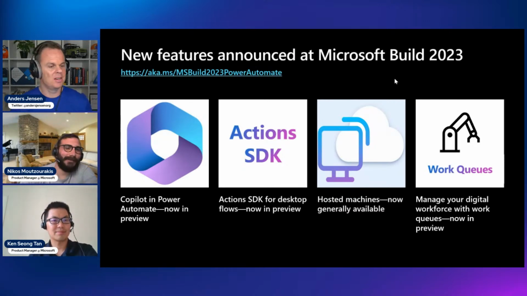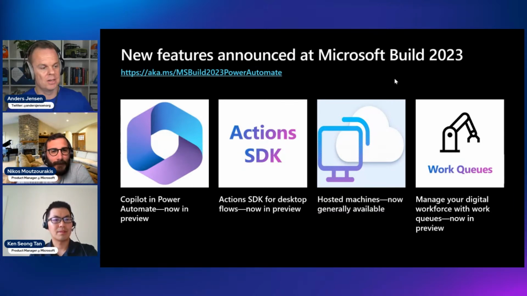Great. And an estimate on the work queues group of actions in Power Automate Desktop, do you have that? If I'm not mistaken, I think it will be next month, but I'm not sure. I have to confirm it. Great. Thank you, Nikos.